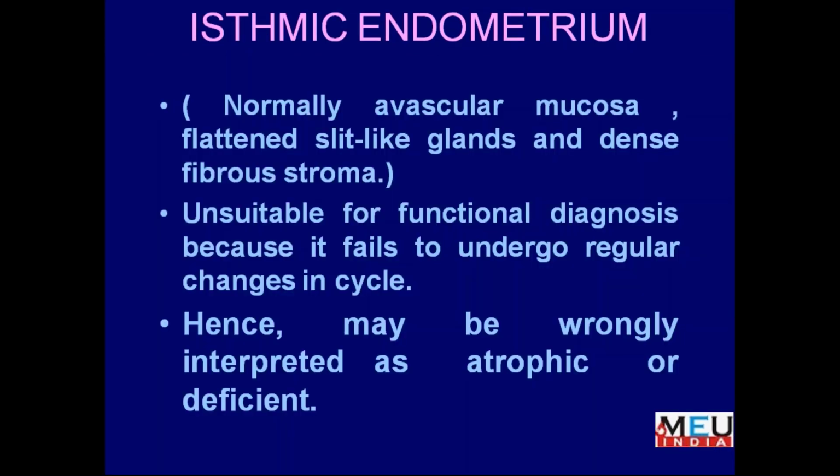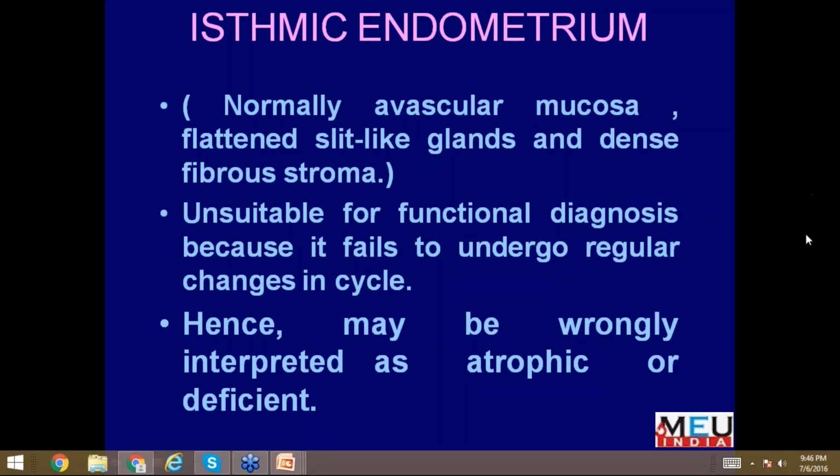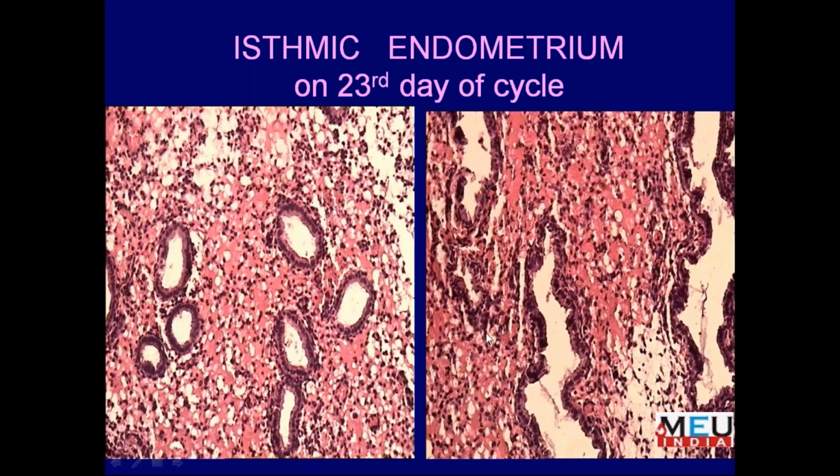Then if we take a sample from the isthmic endometrium, normally we find an avascular mucosa with flattened slit-like glands and dense stroma. This area is usually considered unsuitable for functional diagnosis because it fails to undergo regular changes in the cycle, and it can be wrongly interpreted as atrophic or deficient. So we just tell the gynecologist to repeat the biopsy or the curettage because the sample is not adequate. This is the isthmic endometrium, and here we see a lot of edema along with some glands, and it is difficult. The different areas show different types of glands and very little stroma, so it is better to repeat.